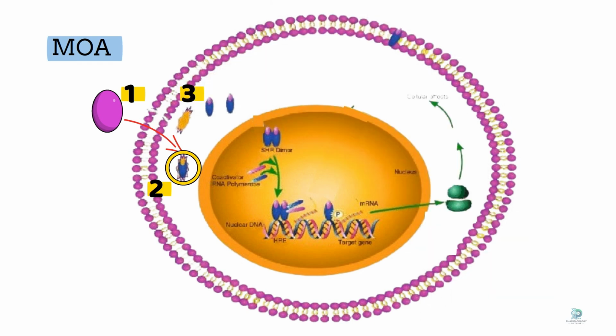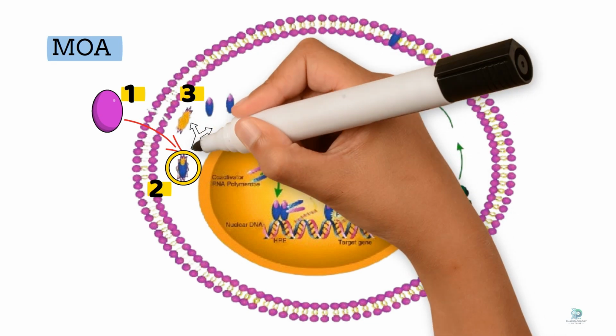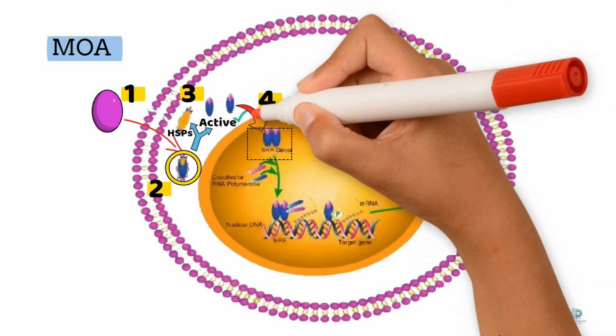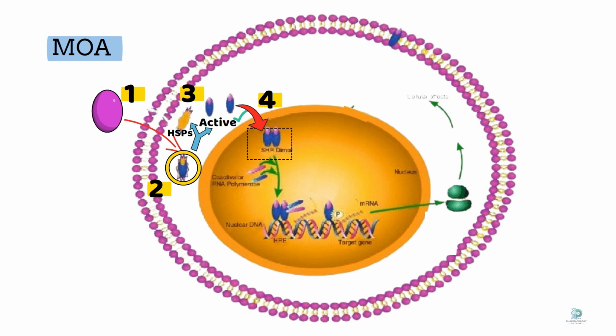3. Dissociation of heat shock proteins and dimerization. In the absence of ligand, many intracellular receptors are bound to chaperone proteins like heat shock proteins. Ligand binding causes these heat shock proteins to dissociate, allowing the receptor to become active, then dimerization takes place. 4. Nuclear translocation. If the receptor is cytoplasmic, the ligand-receptor complex translocates to the nucleus.